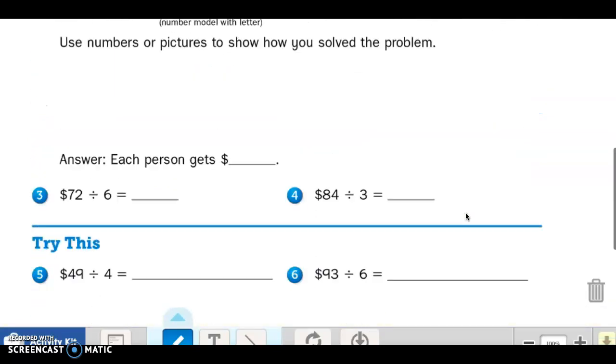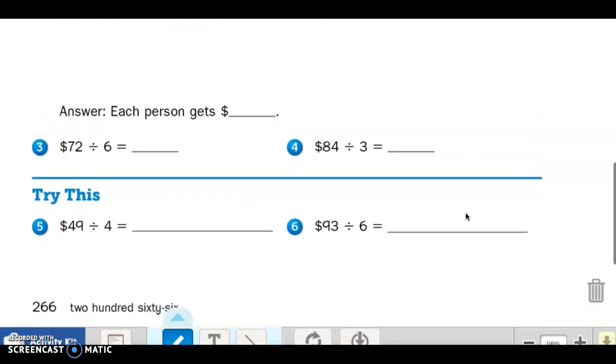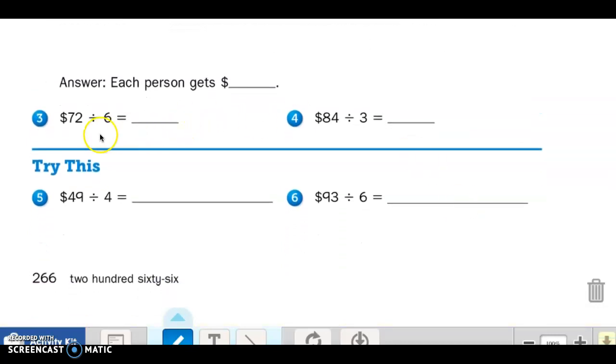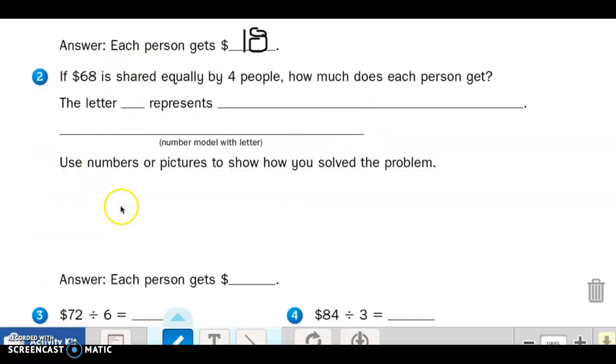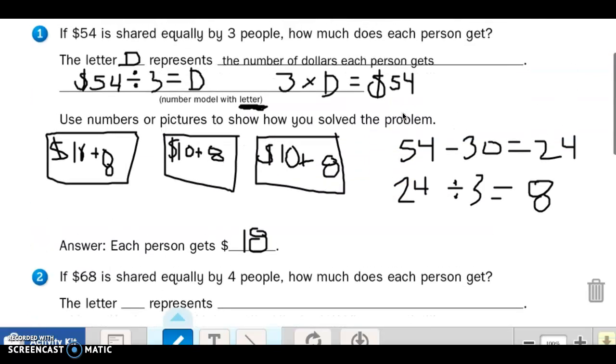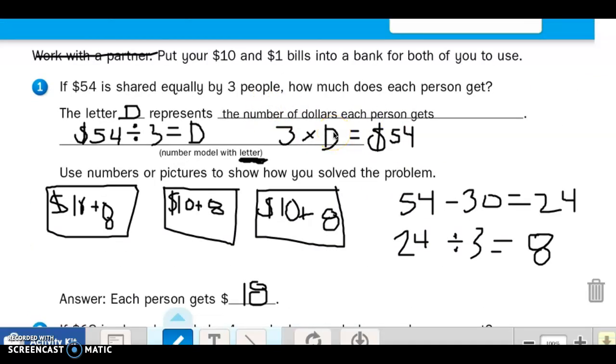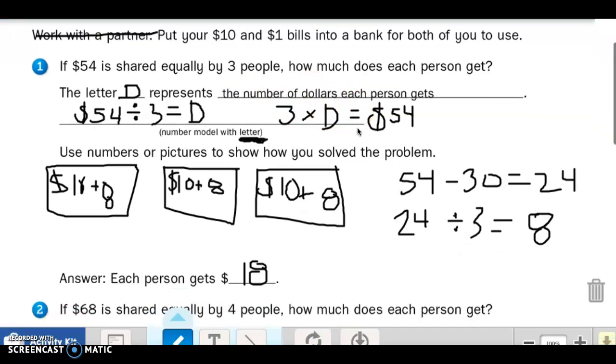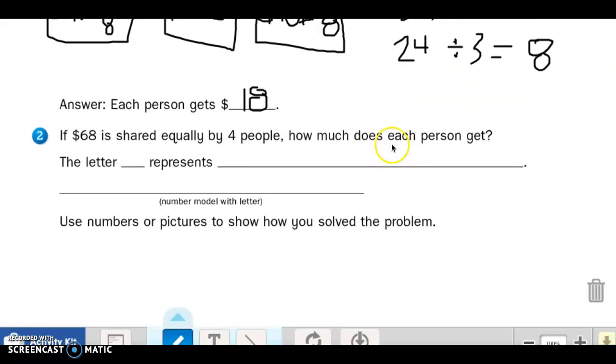And we're going to look at the try this. Okay, so number 2 is a lot like number 1. It says if $68 is shared equally between 4 people, how much does each person get? Remember the letter and what it stands for. Remember how specific I was. I didn't just put dollars. I said the number of dollars each person gets because we're trying to figure out how much each person gets.